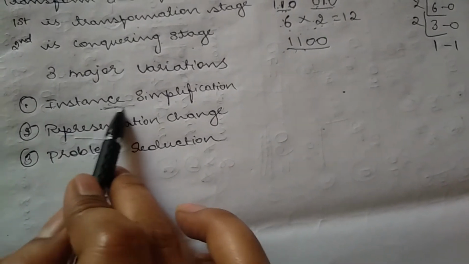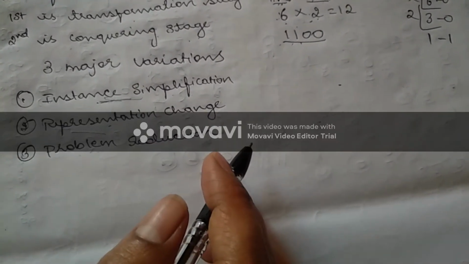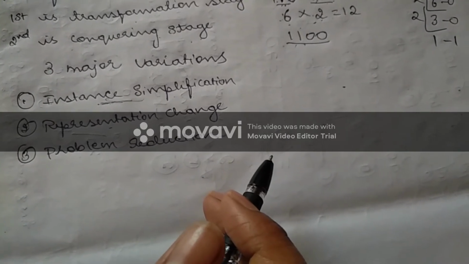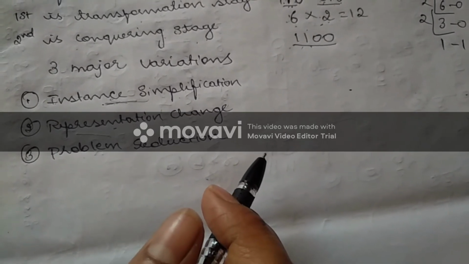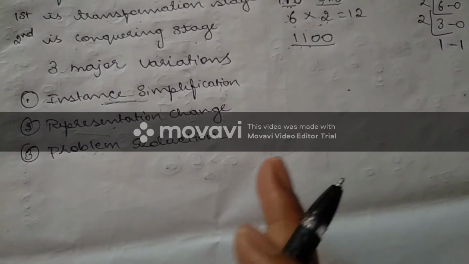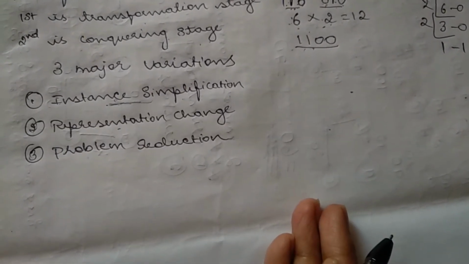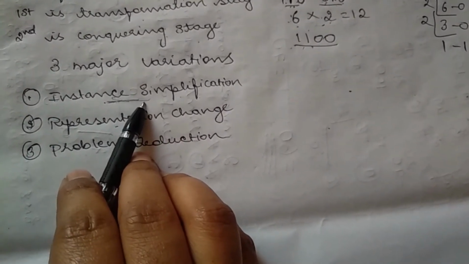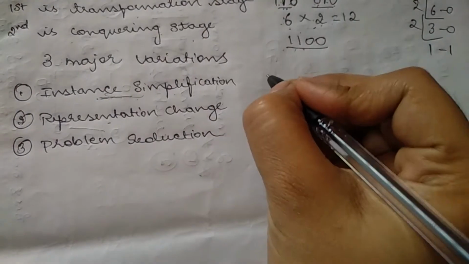First, I'll go with instance simplification. What do you mean by this instance simplification? The transformation of an instance to a simpler or more convenient instance of the same problem is called instance simplification. Here a very good example for this one is pre-sorting.